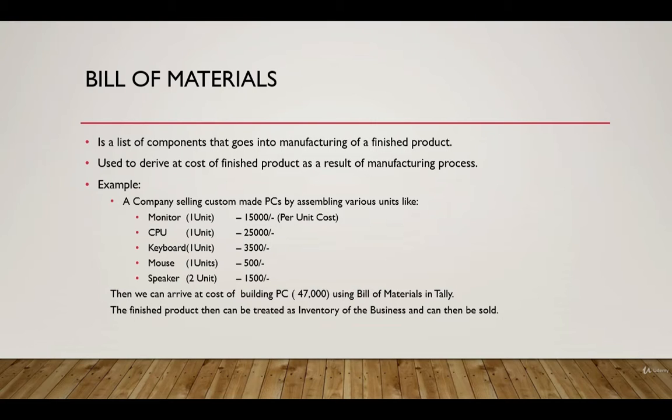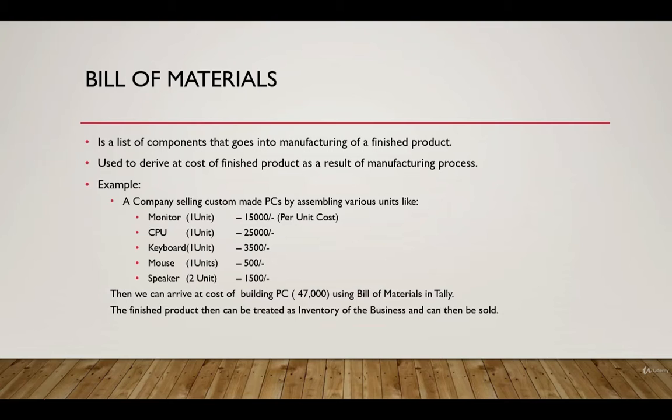Now based on the given information, we can arrive at the cost of building a PC, which would be 47,000 rupees. So in Tally we can define all the bills of material and their items, and then we can process to develop a finished product, and the finished product will then have its own cost and it can be treated as inventory like a stock item. Now in Tally we will go by the same example where we will develop a PC and we will define a bill of material using the given components.